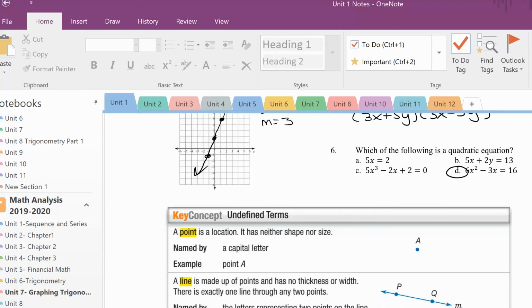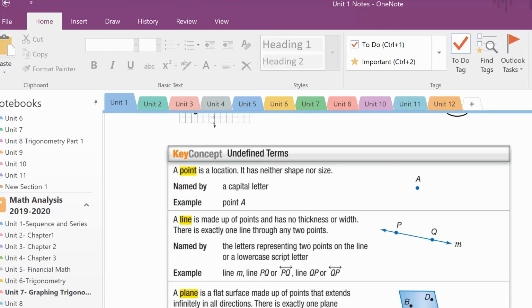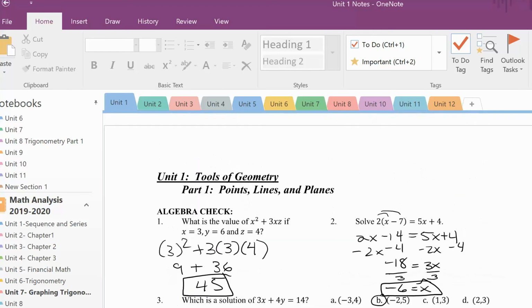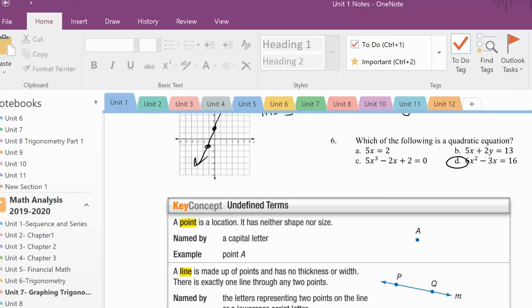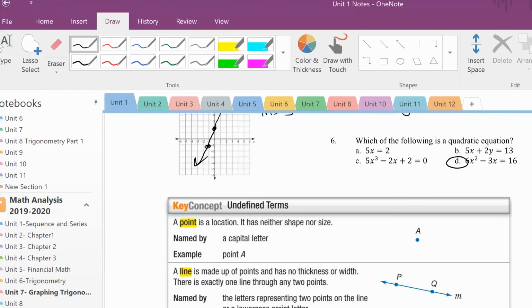So now, getting into geometry, there are 3 terms right away that we're going to talk about. And the first one is a point. Now these 3 terms are what are called the 3 undefined terms of geometry, meaning there's no end to them. They just go on forever and ever.